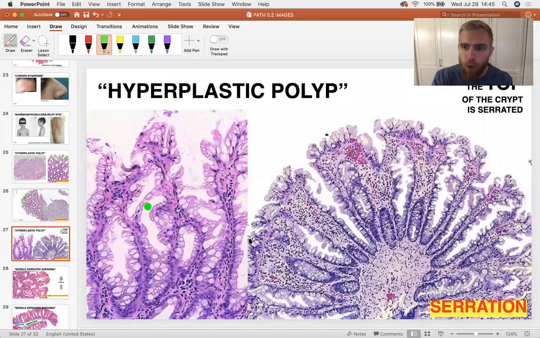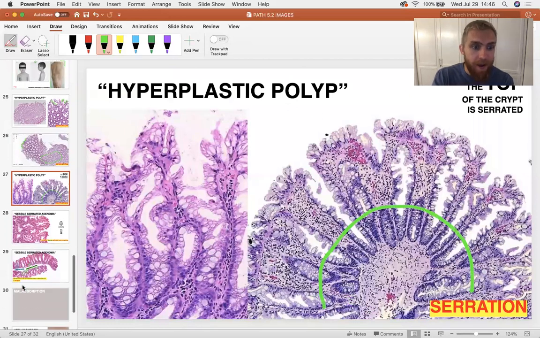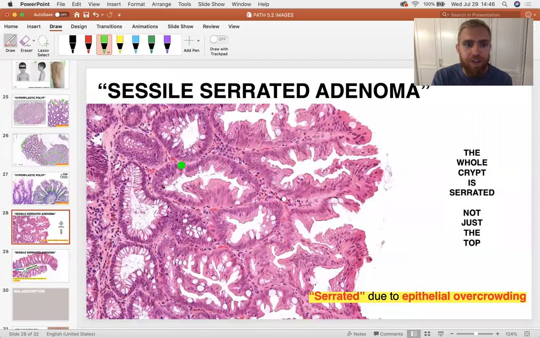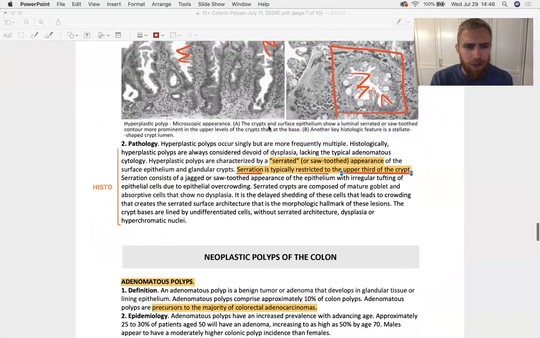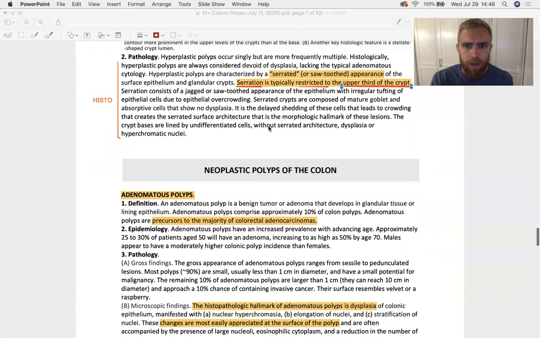Again, it's really important to note that the surfaces of hyperplastic polyps are serrated, but the cores of hyperplastic polyps are not serrated. And that's what makes your differential between this and a sessile serrated adenoma, is that the whole crypt is going to be serrated, not just the top. Even down in the core of this polyp, you're seeing the sawtooth appearance. Getting a little bit of cart before the horse here because we haven't talked about that particular malignant polyp yet.